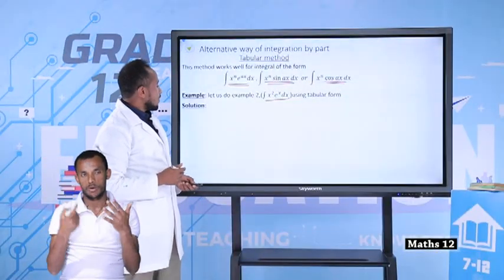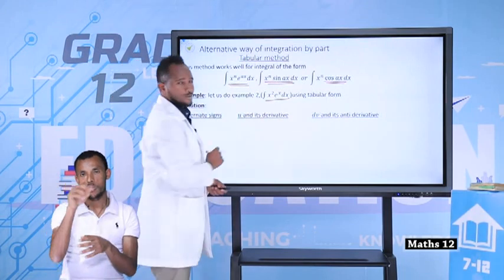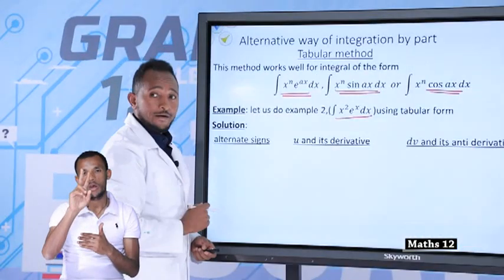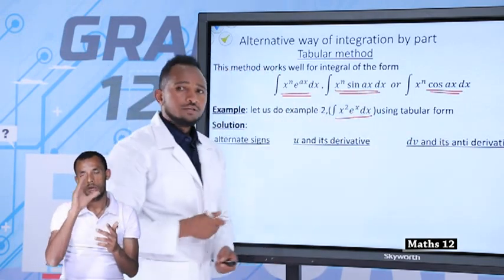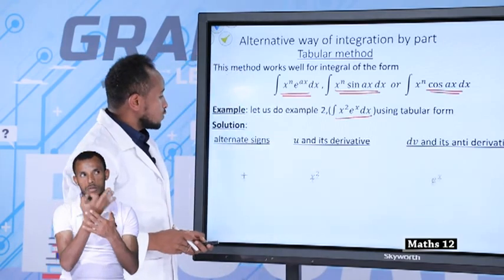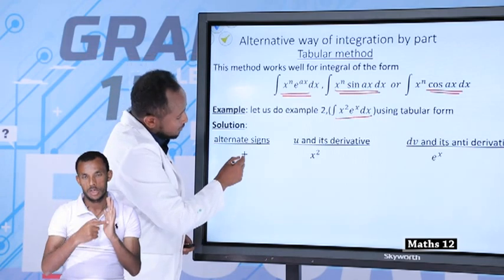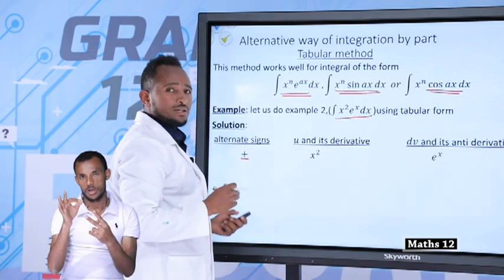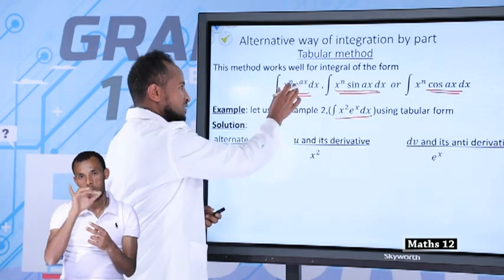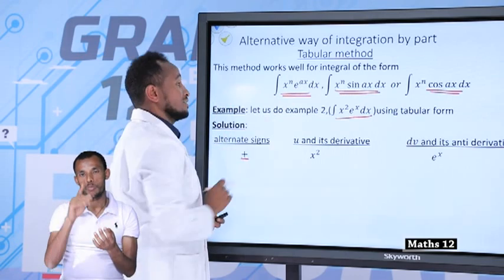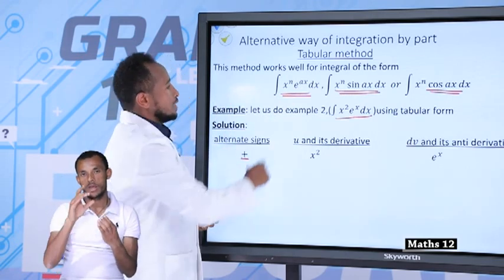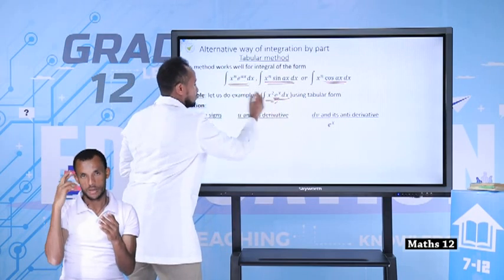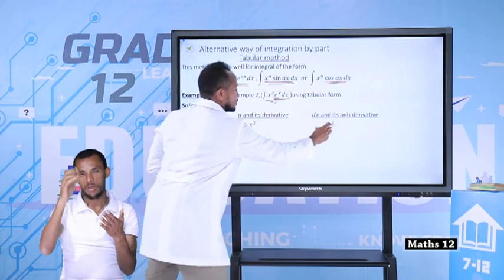To apply this tabular form, you have to put these three things. Here, alternate signs. Next, u and its derivative will be listed here, and dv and its antiderivative are listed there. The alternate sign, you have to start from plus. So we have plus here. The selection of u and dv is similar to the previous. We said for this form, u is the polynomial part, and e raised to x will be the dv part. So u will be x squared here, and dv will be e raised to x.